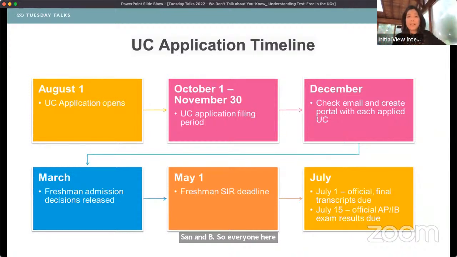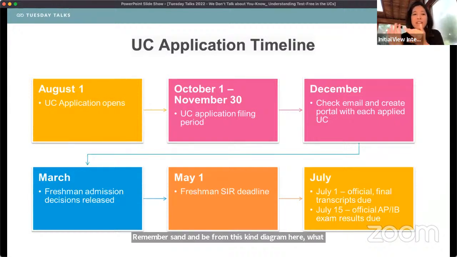Here is the timeline, and we're in the part of time where the application is open, and people should start working on it, obviously. What are some important things to remember, San and B, from this diagram? What are things that people forget or don't realize about this timeline?